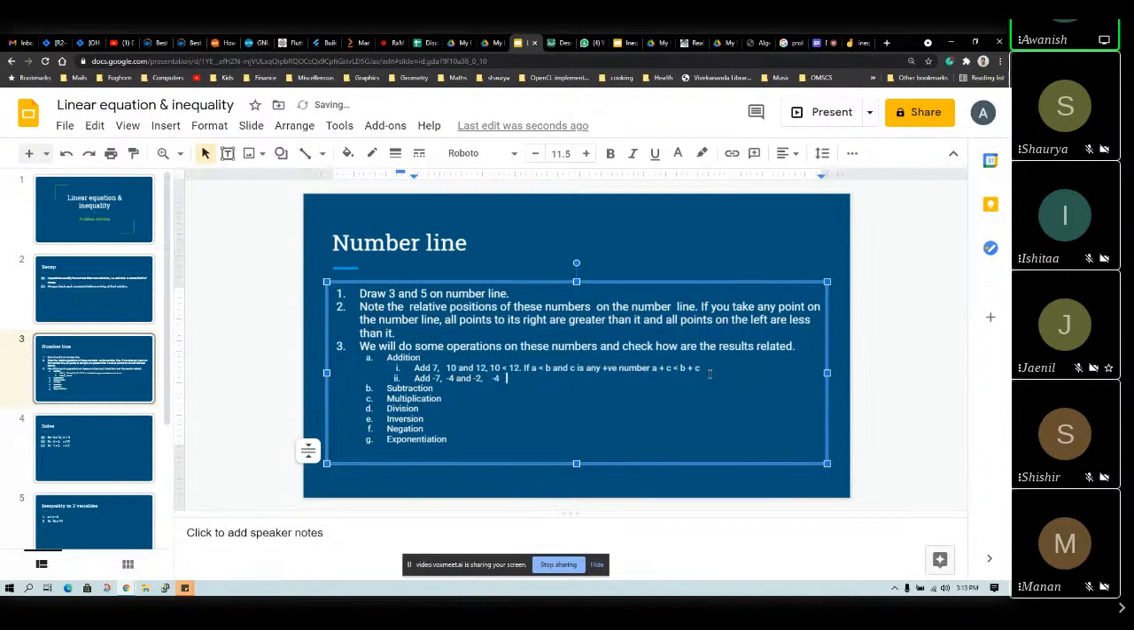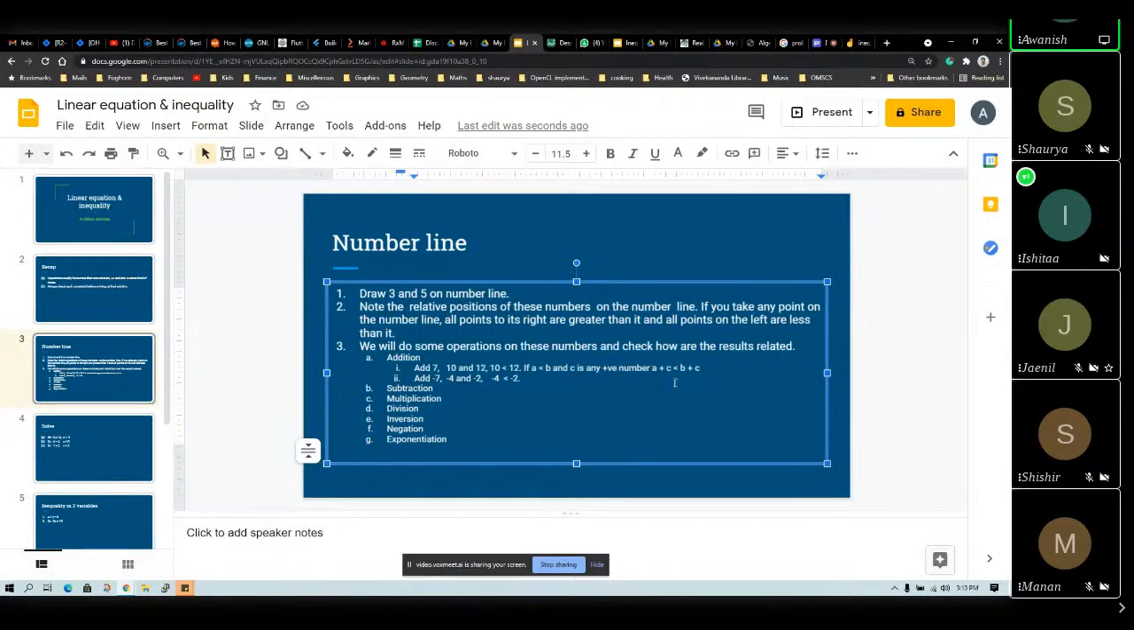-4 and -2. How should we say? -2 is greater than -4. I think the relationship still holds, right? Yes. Okay. So whether C is positive or negative does not matter. We added 7, this was true. We added -7, it is still true.